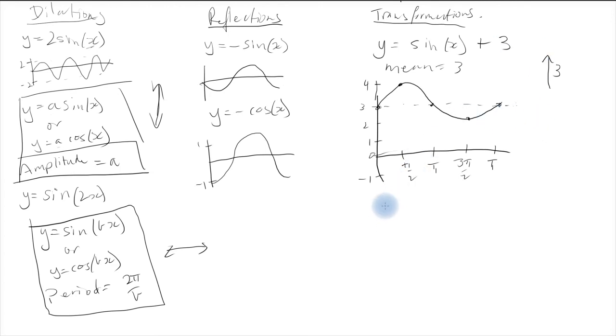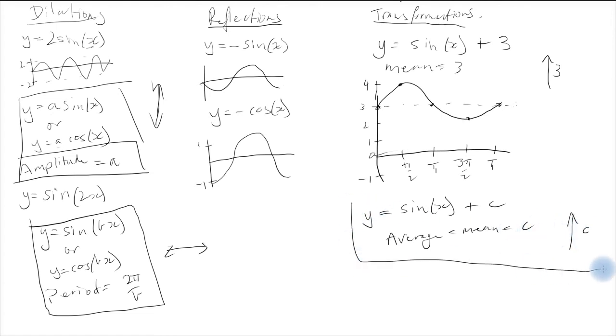So for transformations, suppose we had y equals sine of x plus c. That is, we now know that the average, the mean value, is at c. So it's been shifted up c units. There we go.